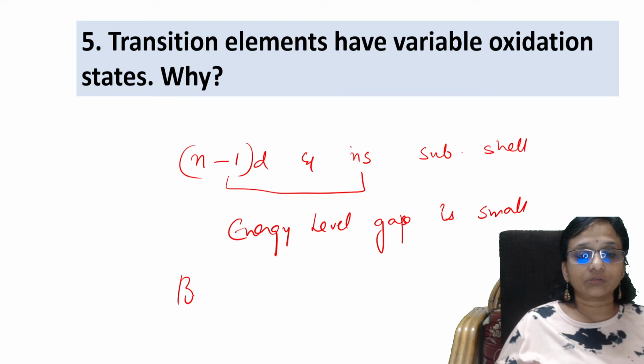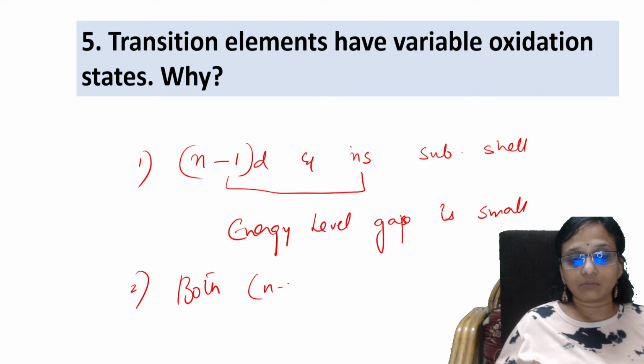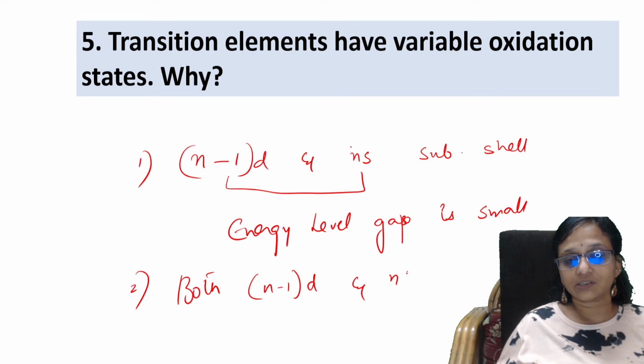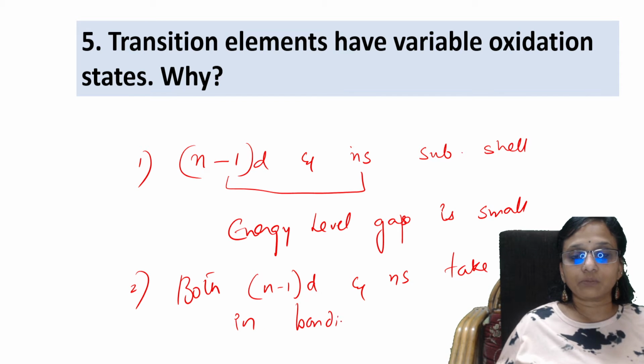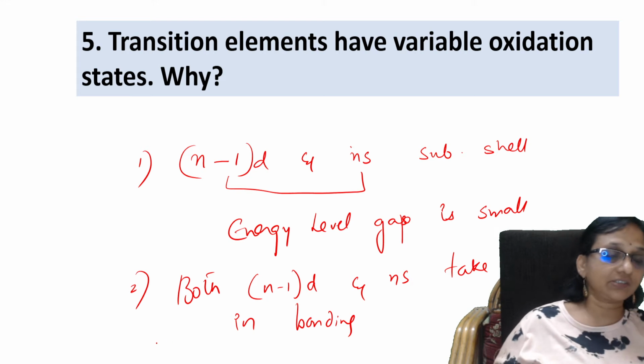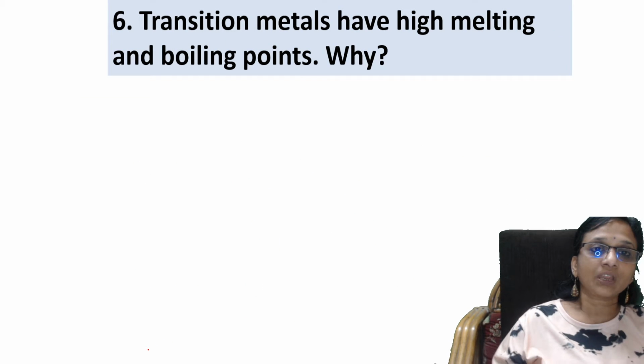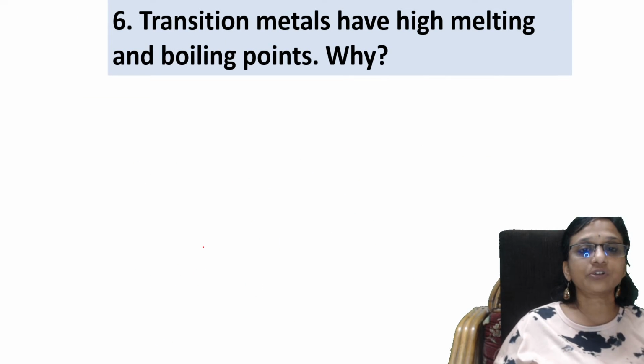This is the first point. Second point: both n-1d and ns take part in bonding. Okay, students, take part in bonding. This is fine, right? So both of them will take part in bonding. That's why you have variable oxidation states. Next question. Transition metals have high melting point and boiling point.